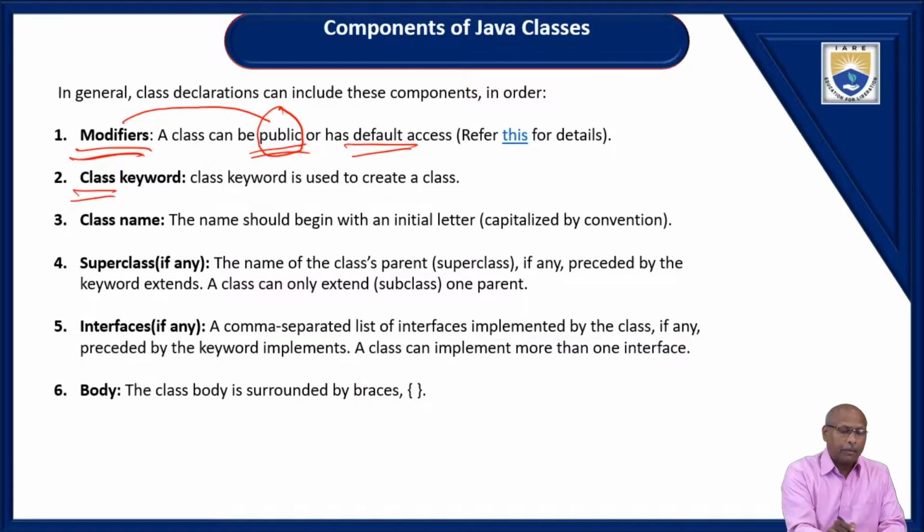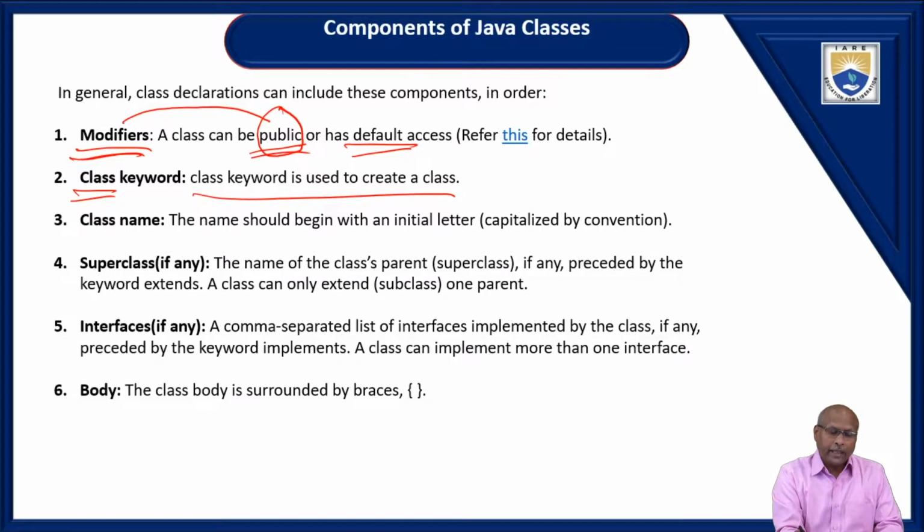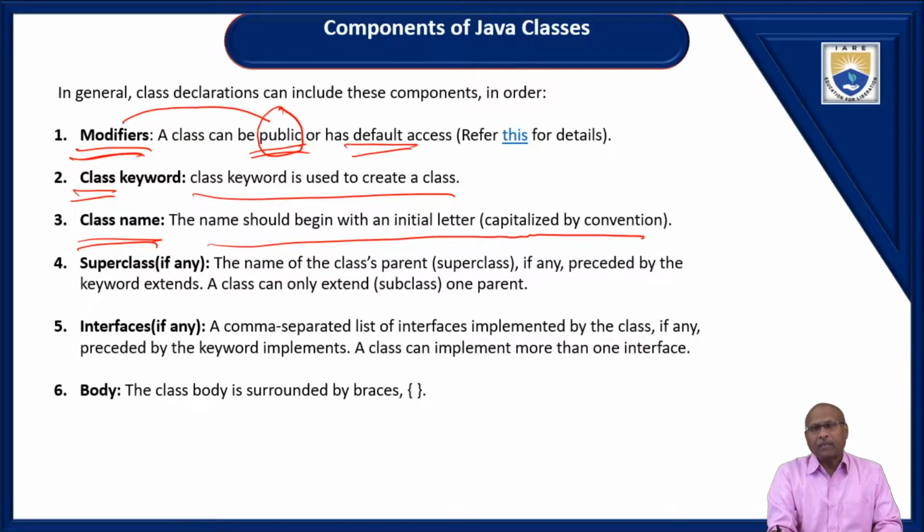Similarly, there is a keyword called class. The class keyword is used to create a class. So to define a class, you have to use the class keyword. Then you have to write the class name. The name should begin with an initial letter, generally uppercase. That is the general convention which is given by Mr. James Gosling. So please, while writing a class name, the first letter is always a capital letter or uppercase. Then you can write the superclass.